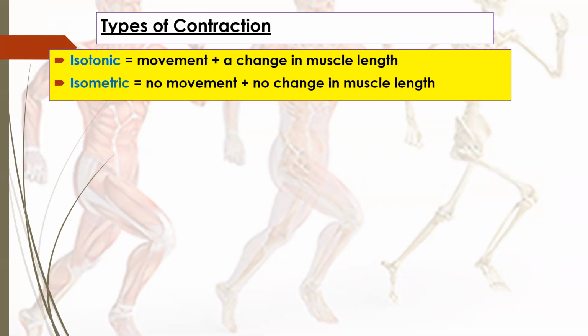Isotonic is movement with a change in length of muscle. Isometric, no movement, still a contraction, but no change in length of the muscles. Okay, make sure you've got that down and make sure that's crystal clear before we move on.